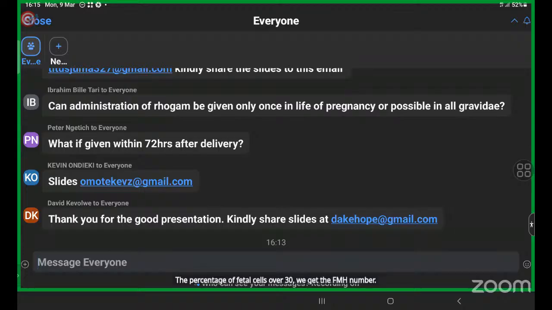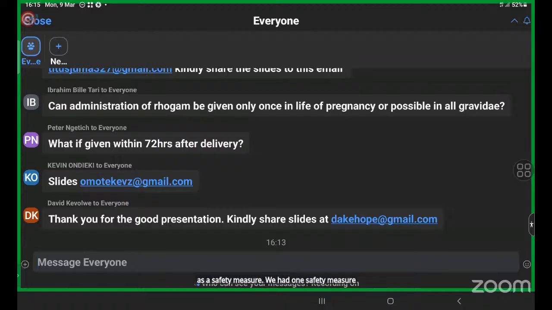After getting the FMH number, we round it to the nearest whole number. So if it's 3.6, we round it to 4. If it is 3.4, we round it to 3. After rounding off, we have to add 1 as a safety measure.